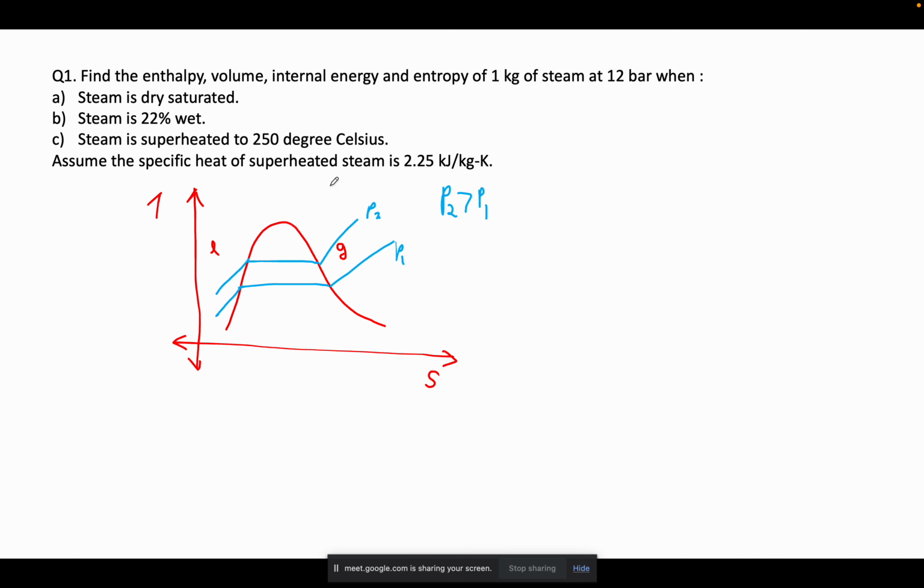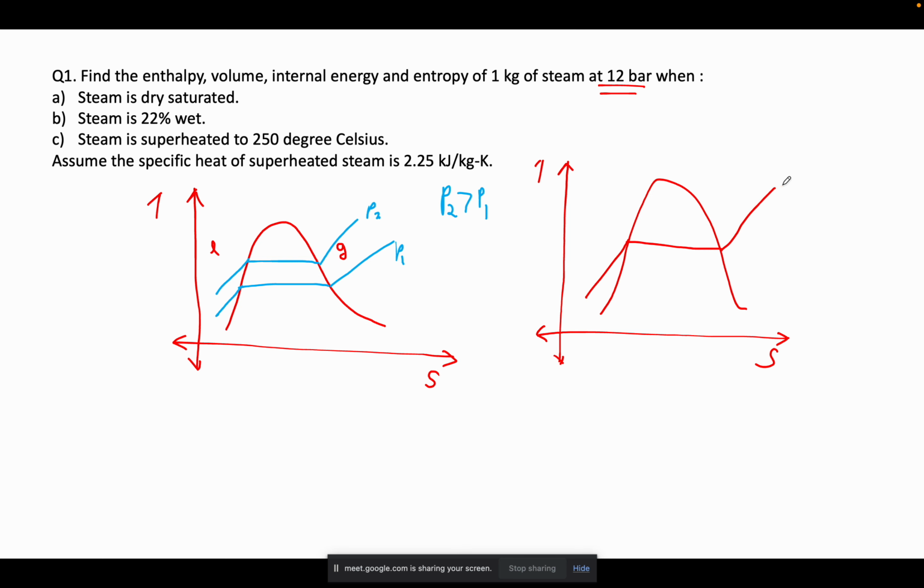So we have been given 1 kg of steam at 12 bar, and in the first case it is telling us that the steam is dry saturated. Okay, so once again I am drawing the TS diagram. Okay, this is the dome shape part. Now there are many pressure lines, we have to focus on the 12 bar pressure line. So let us suppose this is our 12 bar pressure line.